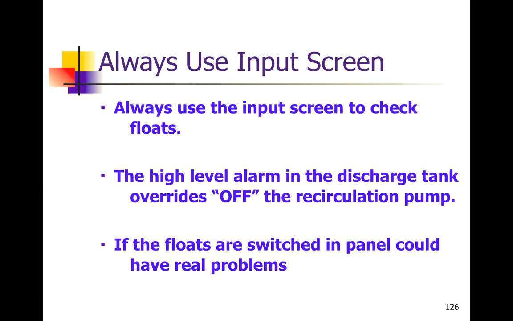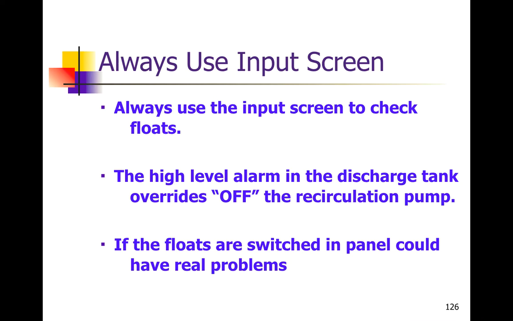Now it's important to use this input-output screen to check the floats, because if they wire the floats incorrectly, in other words, if they wire the high-level alarm for the discharge into the position for the discharge high level, and we get a high level in the recirc tank, the panel thinks the discharge tank has a high level in it. And what the panel is set up to do is, if we have a high level condition in the discharge tank, the recirc pump will not come on. All our emergency storage is in the recirc tank.